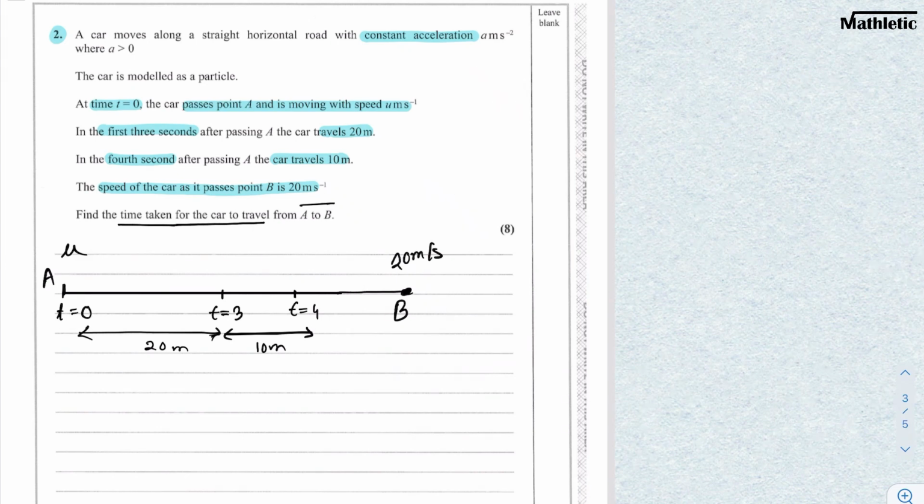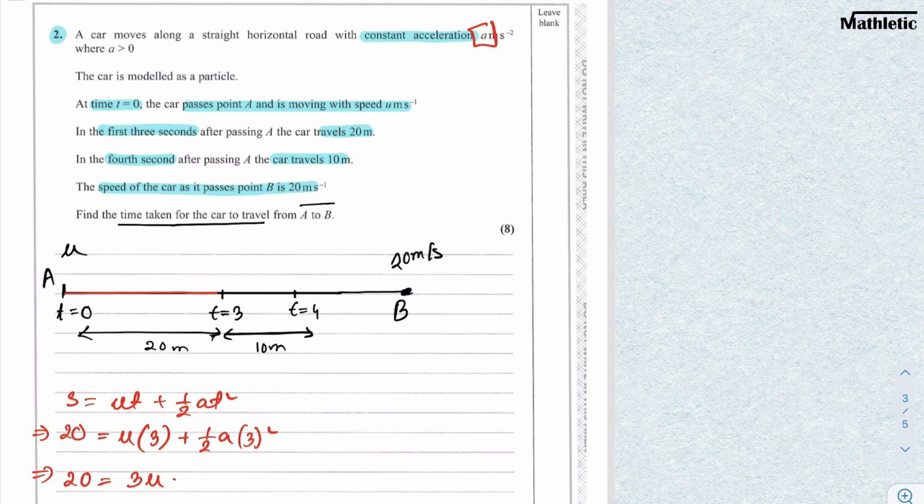So considering the first 3 seconds of the journey, if I use the formula distance equals ut plus half at squared, the distance traveled is 20. u is unknown, t is 3, and we do not know the value for a. So from here we will get an equation. So this is an equation of u and a.